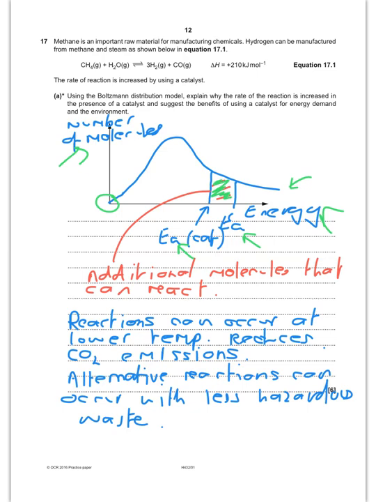Why is this good? Well, it's because the reaction can occur at low temperature, which reduces the demand on fossil fuels being burnt to produce the energy, which lowers carbon dioxide emissions. It also means that we can develop alternative reactions which produce less hazardous waste.